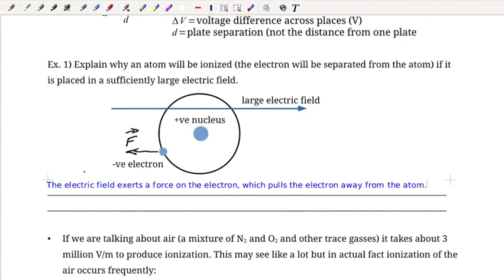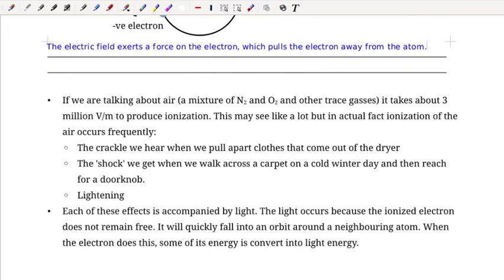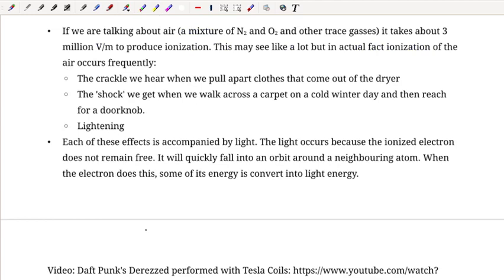So there you go. If we're talking about air, which is a mixture of nitrogen and oxygen and other trace gases, it takes about 3 million volts per meter to produce ionization. In other words, to rip the extra electrons off the nitrogen and the oxygen. This may seem like a lot, but in actual fact, ionization of the air occurs frequently, and here are some examples. The crackle we hear when we pull apart clothes that come out of the dryer, that's ionization. The shock we get when we walk across a carpet on a cold winter day and then reach for a doorknob, that's ionization. And lightning is also another example of ionization.